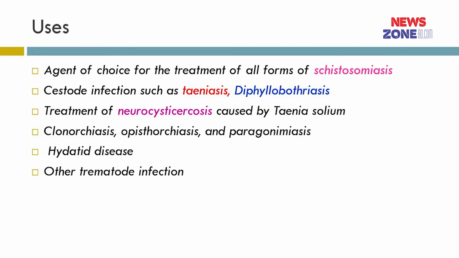What are the uses? The agent of choice for treatment of all forms of schistosomiasis, and cestode infections such as taeniasis, diphyllobothriasis, and treatment of neurocysticercosis caused by Taenia solium. Hydatid disease is another indication of this drug, and other trematode infections are also treated by this drug.